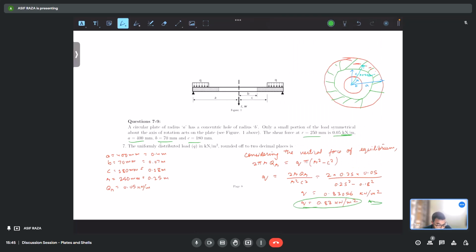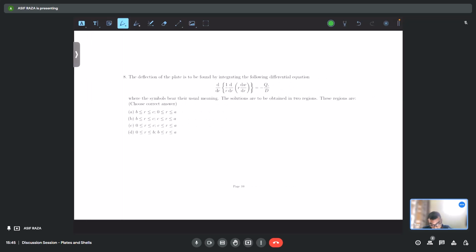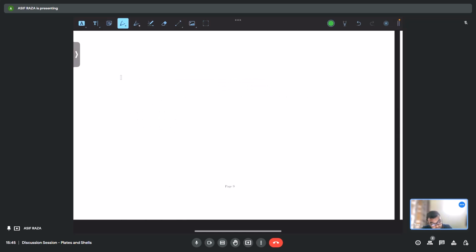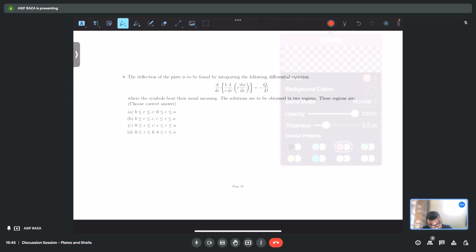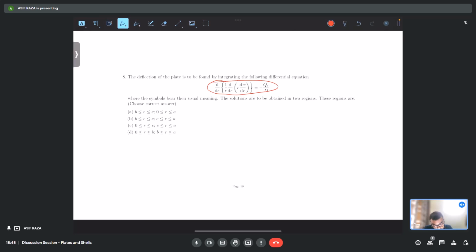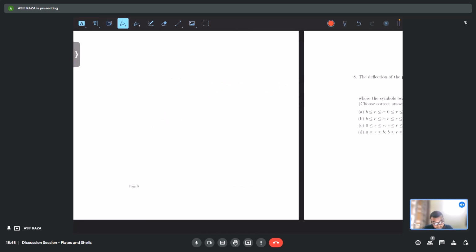Okay, the deflection of the plate is to be found by integrating the following differential equation, with the symbols bearing their usual meaning. The solutions are to be obtained in two regions. These regions are, so this is quite simple.